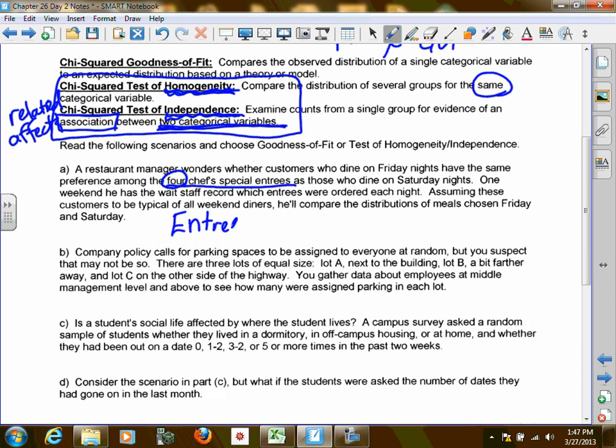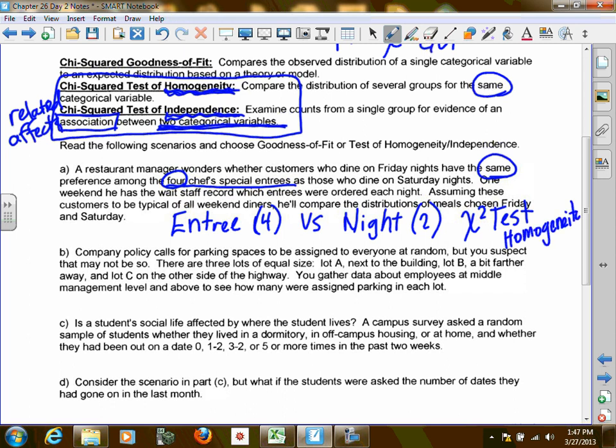So there are 4 categories of that versus the night of the week, and the 2 that they are comparing there. So this would be a chi-squared test, and then let's see how the wording of the question is to see if we would call it homogeneity or independence. And since they want to know if it has the same preference among those 4 entrees, it's probably homogeneity.